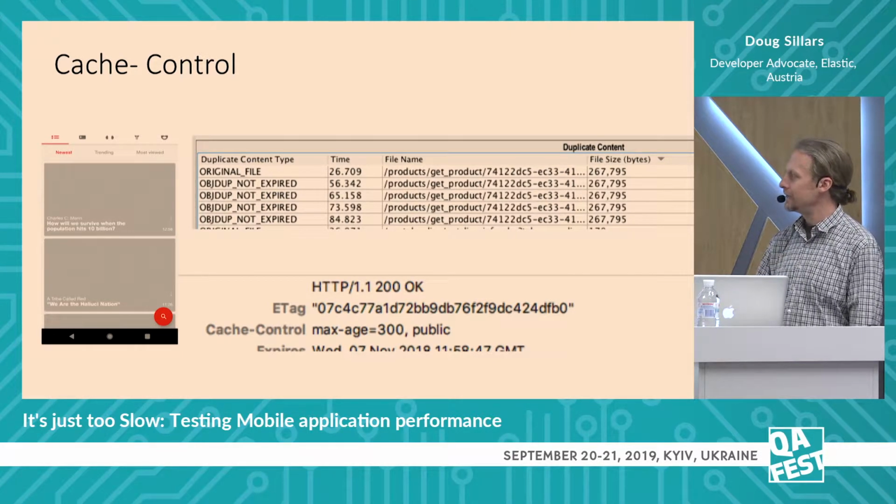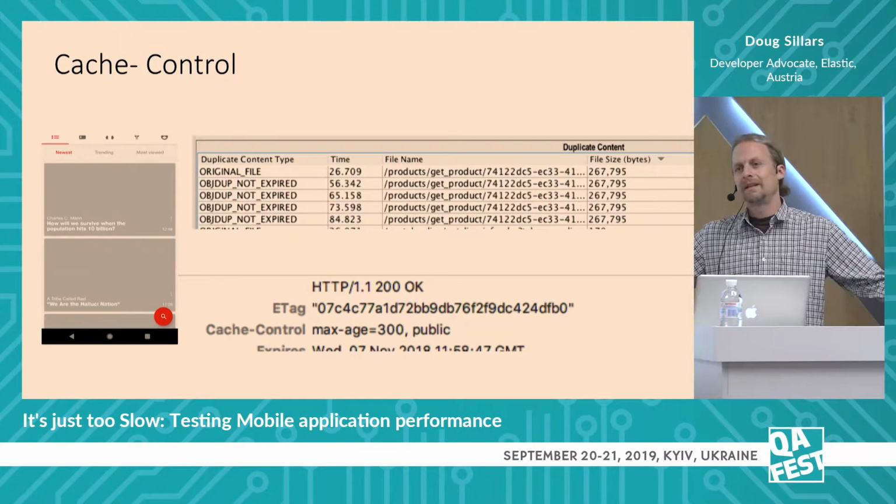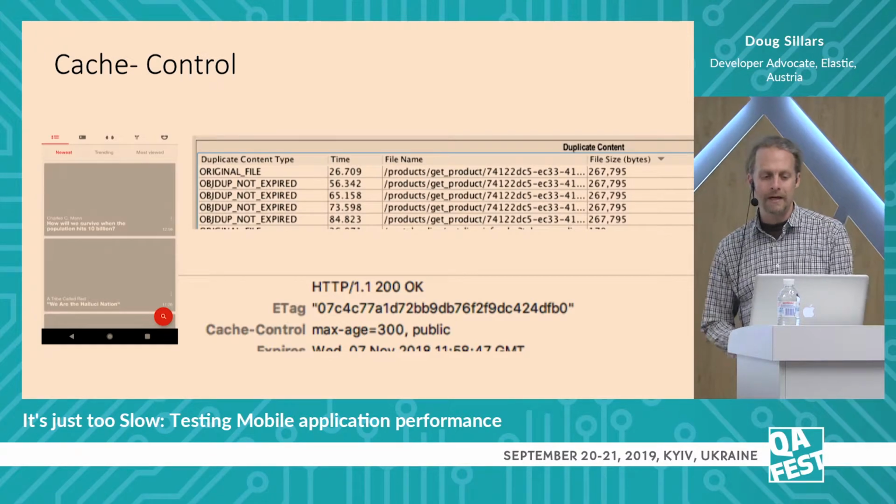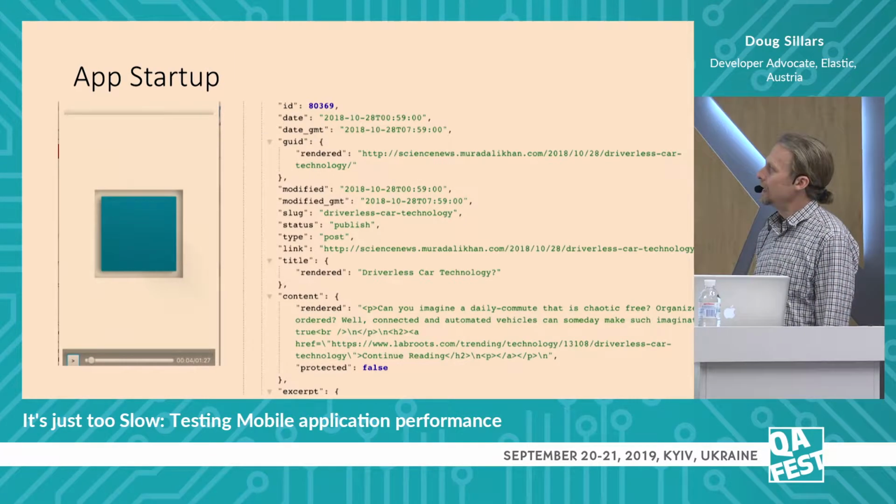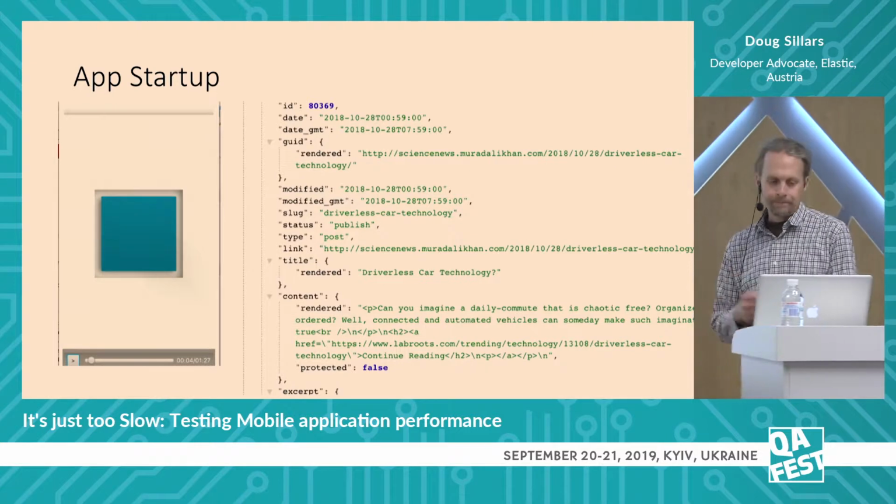For example, here's an ETag for caching. Here's a max age saying store it for 5 minutes. I mean, that's probably the session length for this app anyway, so that's probably fine. All right, so then this all downloads and we're good.